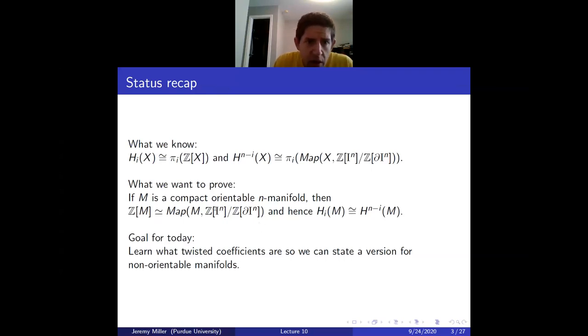What did I write? Oh yeah, we want to prove that if M is compact, then the free abelian group on M is homotopy equivalent to maps from M into the free abelian group on a cube mod its boundary, which, when you take homotopy groups, will imply Poincare duality.